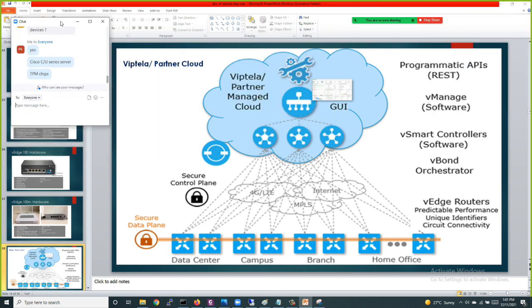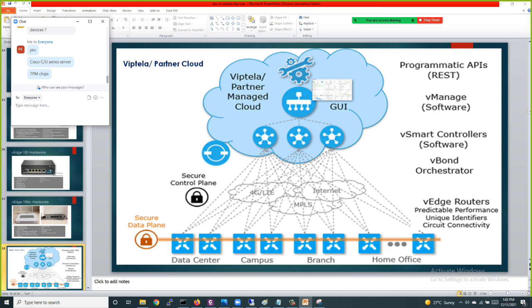Now guys, look at this particular picture. Let's start from the bottom. All your sites will have what sort of devices? vEdge, right? They are the devices which are responsible for the data plane. Let's say any traffic wants to go from the home office to the data center. It will be forwarded by the vEdge on the home office site to the data center via these transports. What are these transports? It can be internet, it can be MPLS, right?